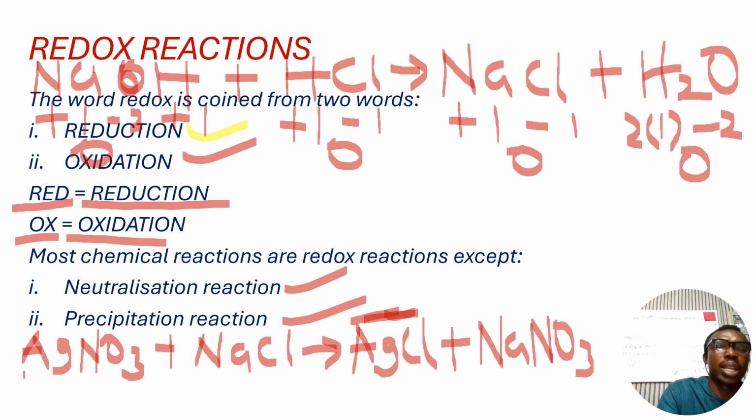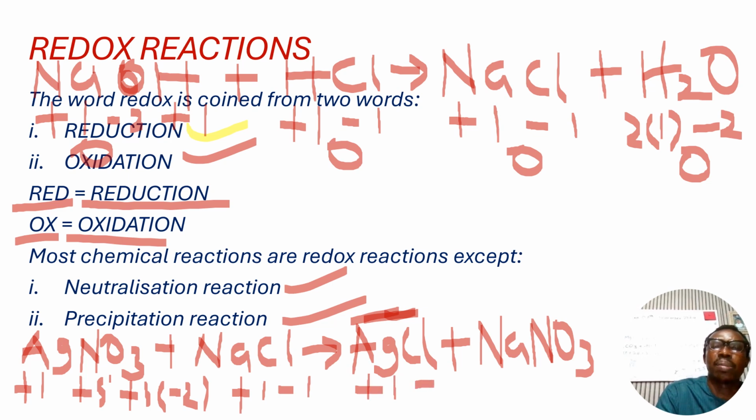So let's calculate the oxidation number of each of the elements here. The oxidation number of silver here is plus 1. The oxidation number of nitrogen here is plus 5. The oxidation number of oxygen here is minus 2, so it is 3 times minus 2. The oxidation number of sodium here is plus 1, chlorine here is minus 1, silver here is plus 1, chlorine here is minus 1, sodium here is plus 1, nitrogen here is plus 5, oxygen here is 3 times minus 2.